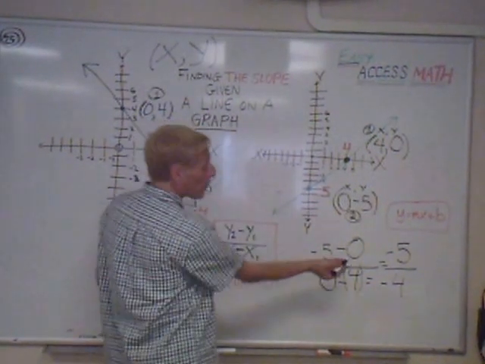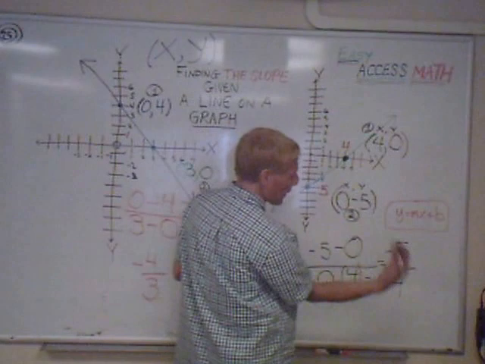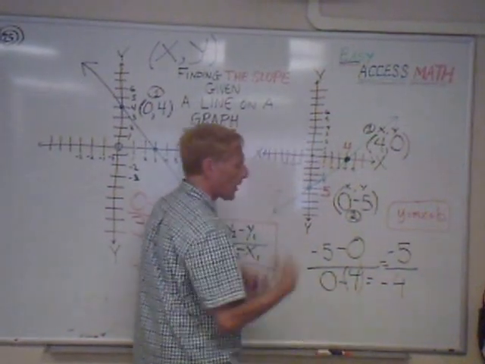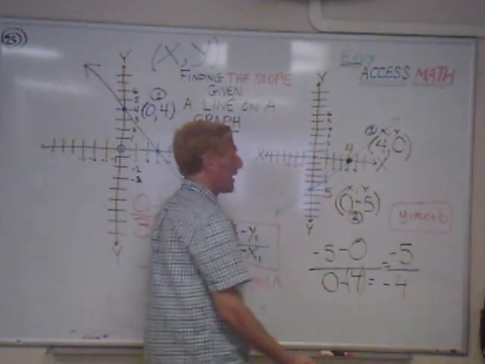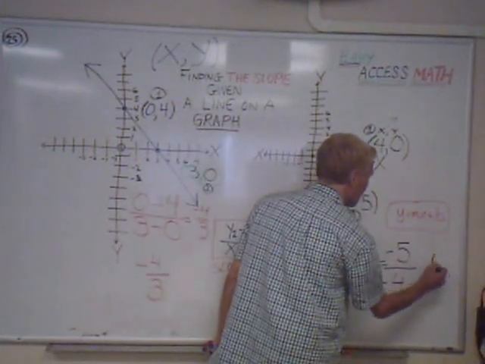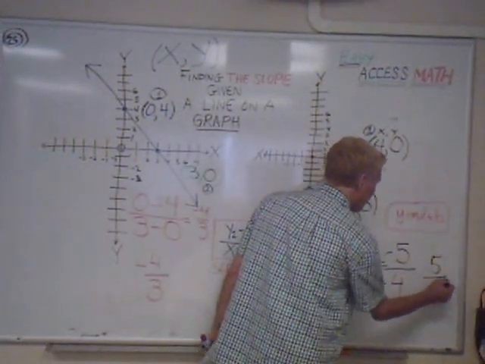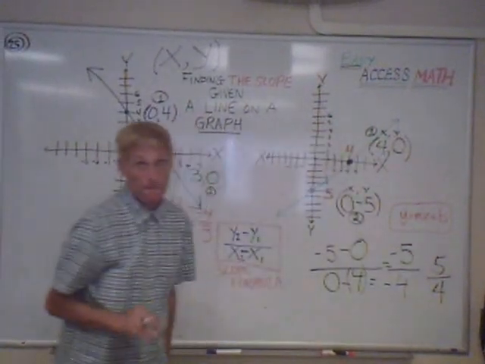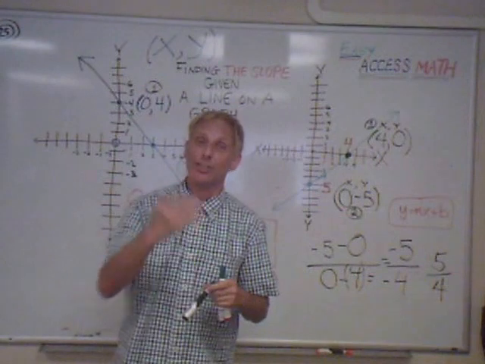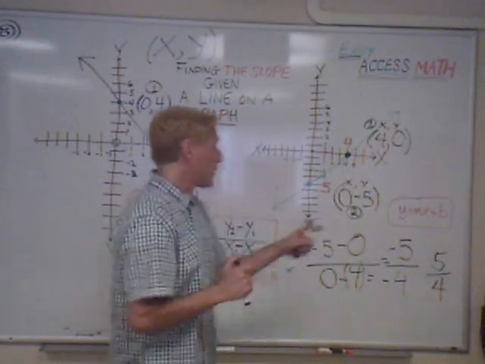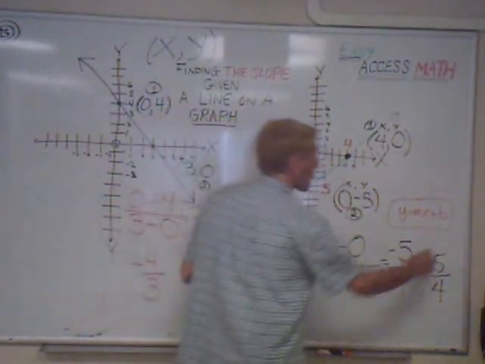Okay, now look what I have here. I have negative 5 over negative 4 as my slope. You never leave it with two negatives. Two negatives in division cancel out and become positive. So my slope is very simply 5 over 4. Because two negatives in a fraction, which is considered like division, become positive. That's a slope of 5 over 4.